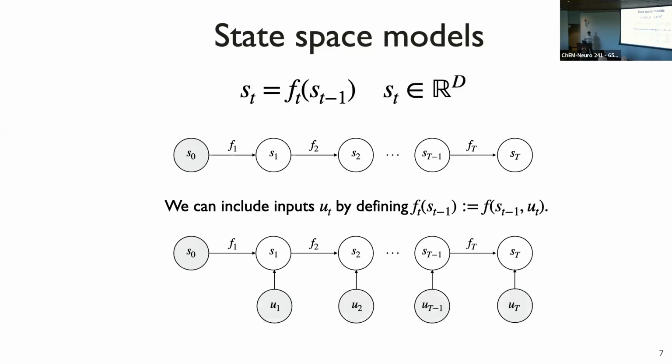Inputs are very important, like hearing the words that I'm saying and having those go into your mind. But we can always include inputs just in the function itself, in a technique called currying. So I'll often just use the simpler top description throughout this talk. So this is the mathematical formalism of state space models.